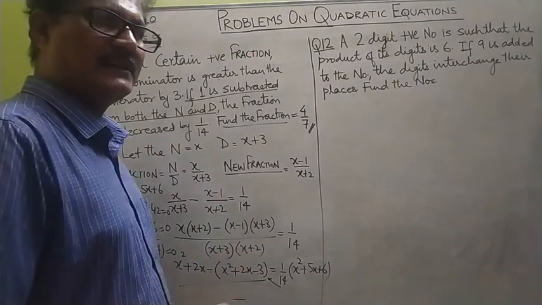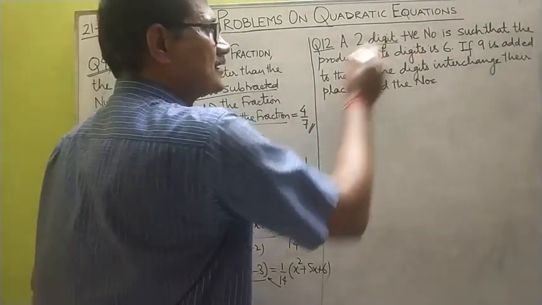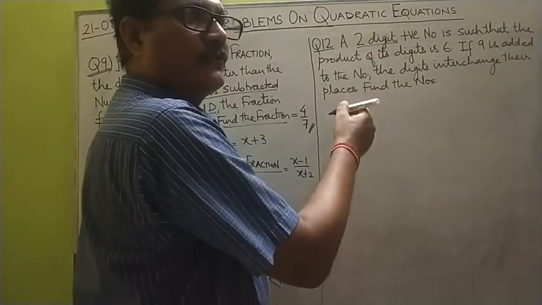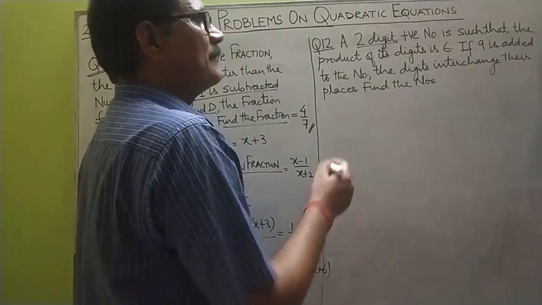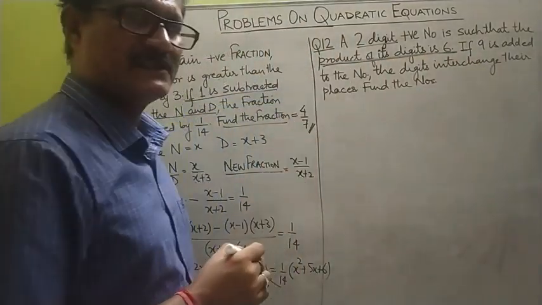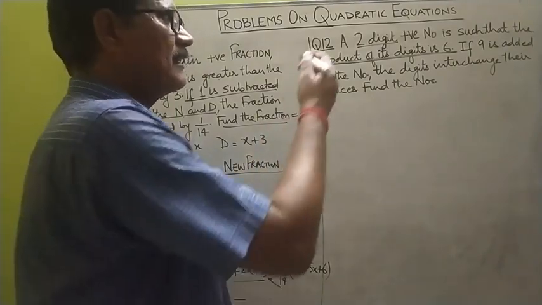Moving on to this other type of sum, which is problems on 2 digit numbers. When a quadratic problem is asked on 2 digit numbers, you will always be given the product of the digits. So how are you going to go about it? Let me read the question first.